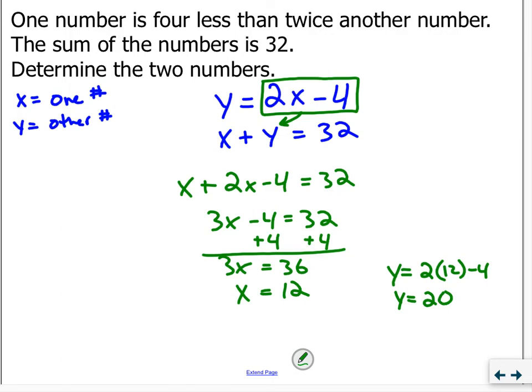So determine the two numbers. We did that. We'll say that x equals 12. We'll say that y equals 20. So hopefully translating from a verbal system to an algebraic set of equations is something that you can do, because once you do that, oh man, we just solved.